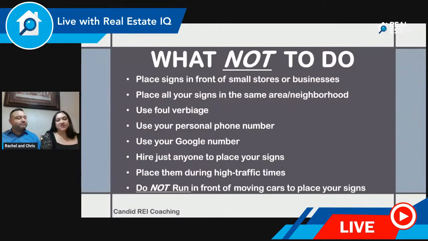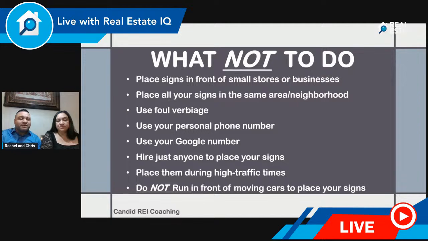It's just a matter of asking, and some will say yes, and of course some will say no, and just respect that, because if anything, you're just going to lose your sign right away. So place all your signs in the same area, neighborhood. I would say try and remember where you put your signs.